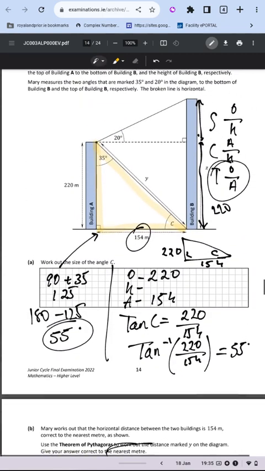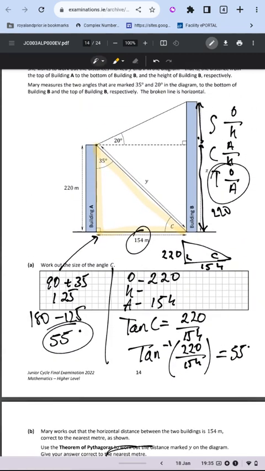You have 154 in the bottom of it and 20 up there, and label your opposite side to 20 as x. Then you'll have O over A, so it's going to be tan. So tan 20 is equal to x over 154. Bring across your 154 and you'll get x to be 56.05, and then add that onto 220.